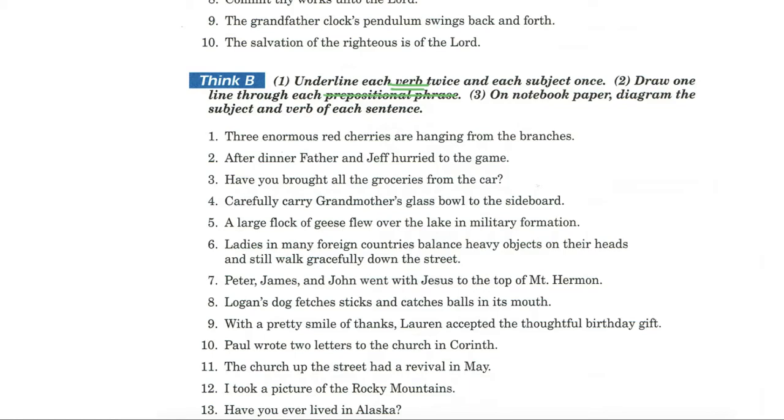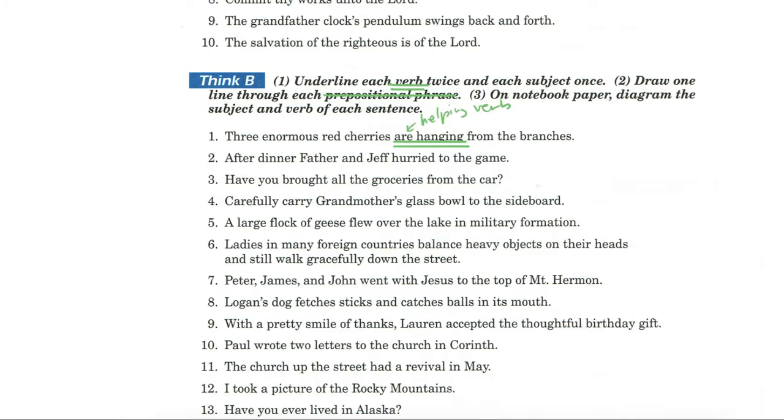First 2 steps. Okay. 3 enormous red cherries are hanging from the branches. First thing, let's look for the verb. What happened? Hanging, right? But not just hanging, are hanging. Make sure you're also including the helping verbs too.